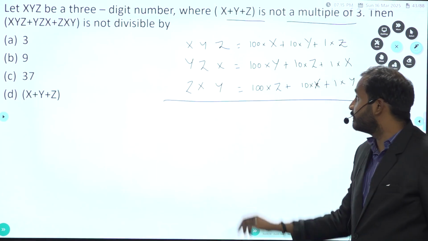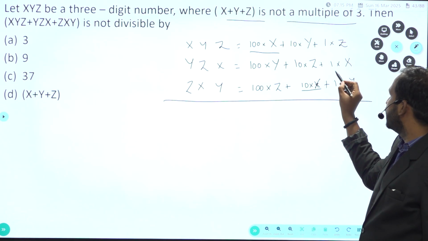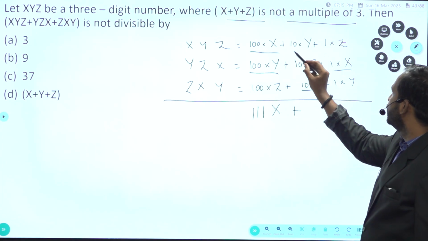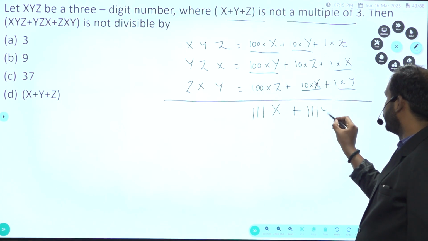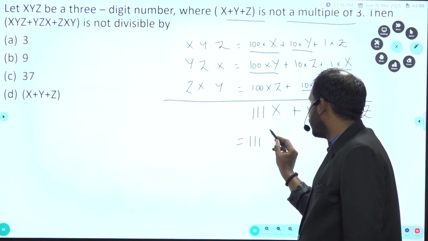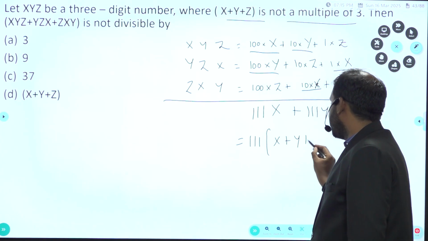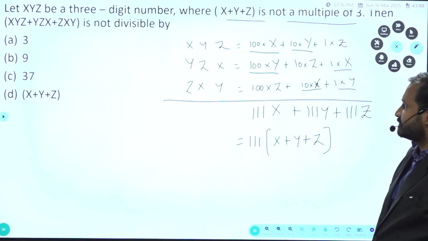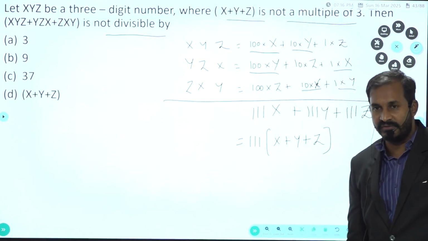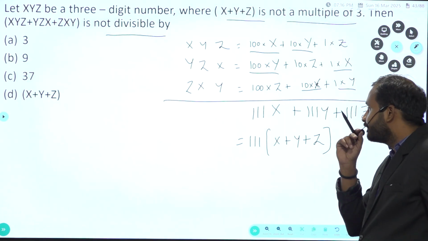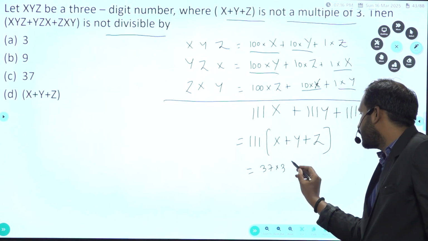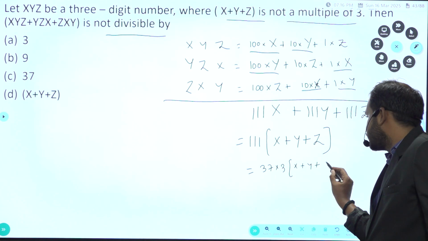When I add all these three numbers, I have 100x, 10x and 1x. Overall I will have 111x. Similarly I have 100y, 10y and 1y, so I will have 111y and 111z. So overall this value is 111 times x plus y plus z. Now they are telling that this number is not divisible by something. See here students, very clearly I can write this 111 by factoring as 37 into 3 into x plus y plus z.